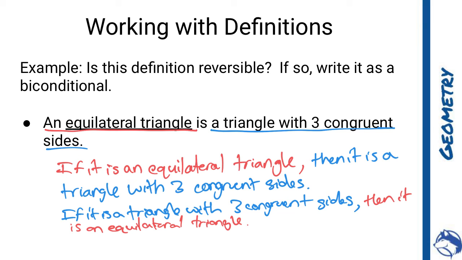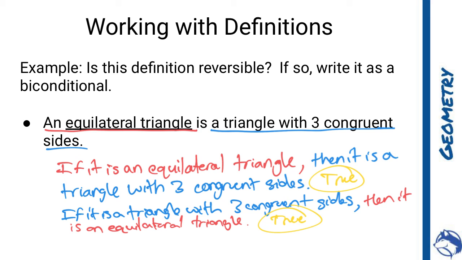So if I look at the first one, it is saying that if it's an equilateral triangle, then there are going to be three congruent sides. I would say that that is true. If it is a triangle with three congruent sides, then it's an equilateral triangle. That is also true. So that means that I need to go ahead and write my biconditional.